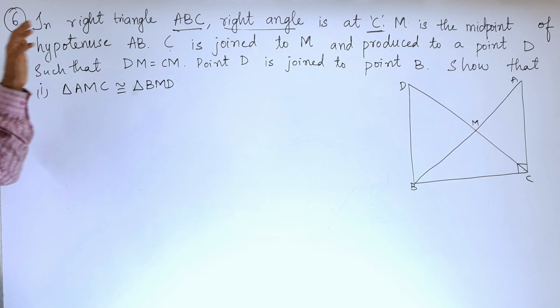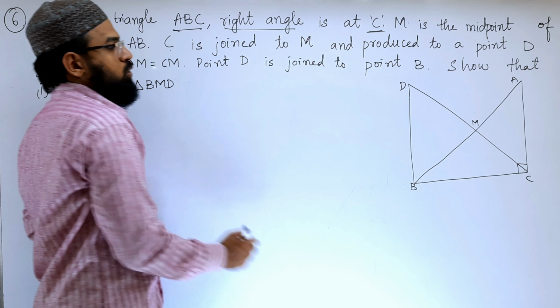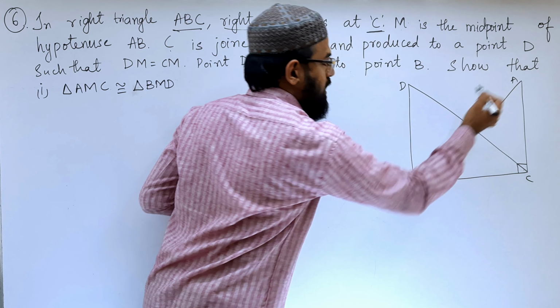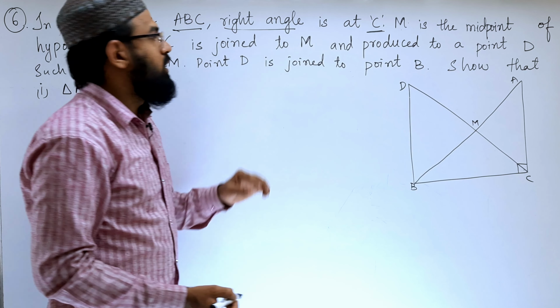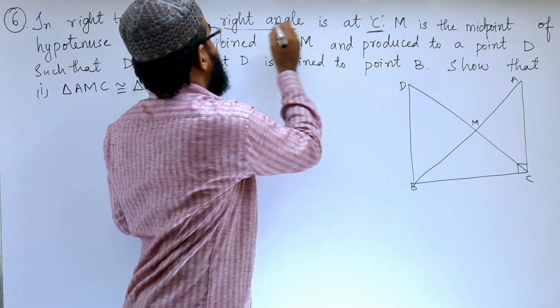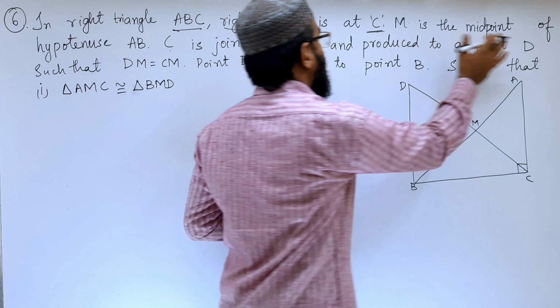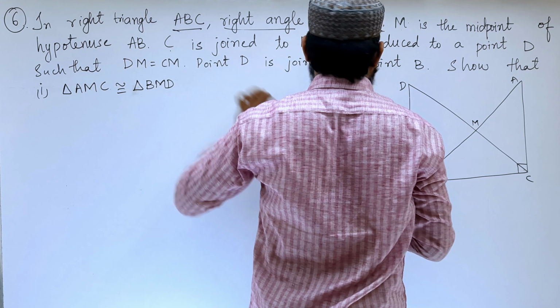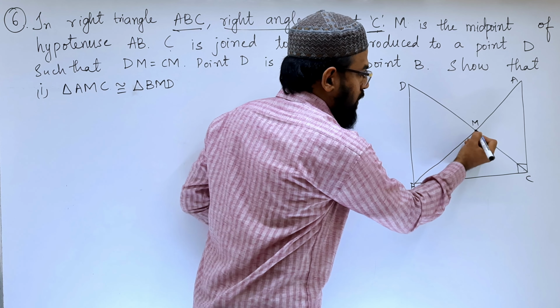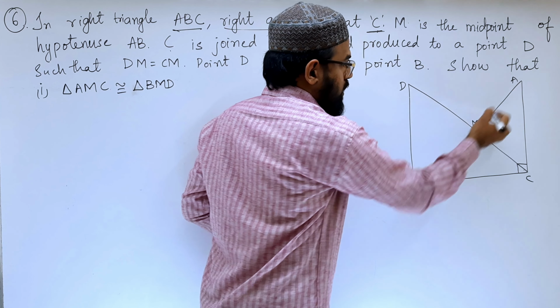Sixth problem: in right angle triangle ABC, angle C is the right angle. That means angle C is 90 degrees. M is the midpoint of hypotenuse AB. M is the midpoint of this side AB.